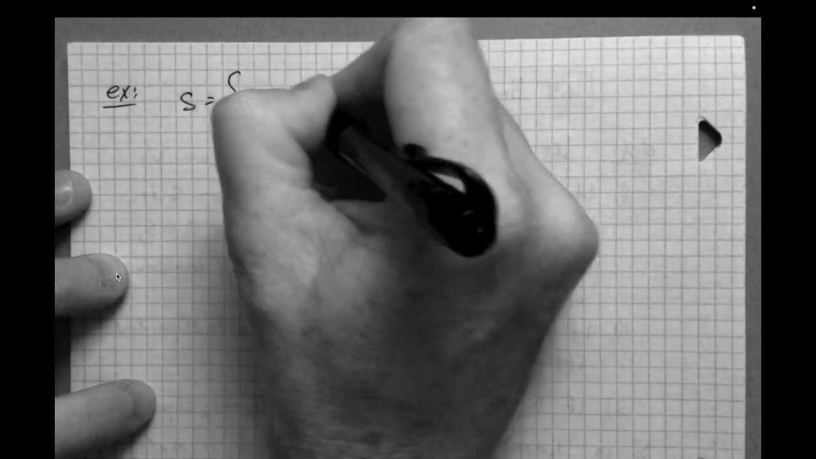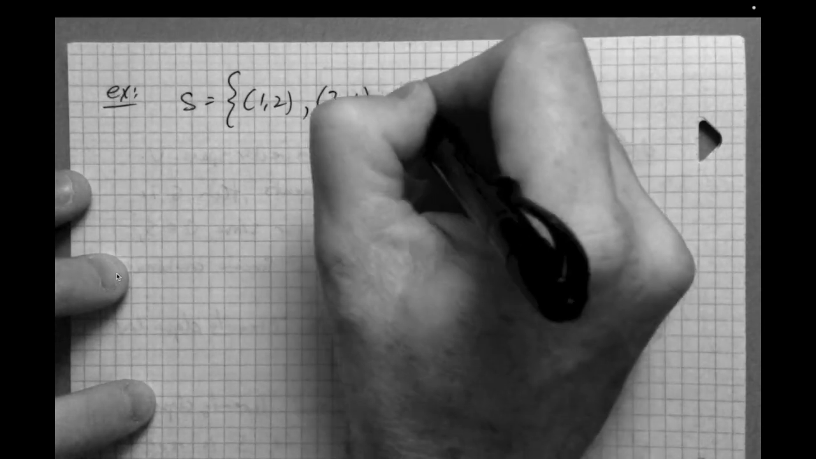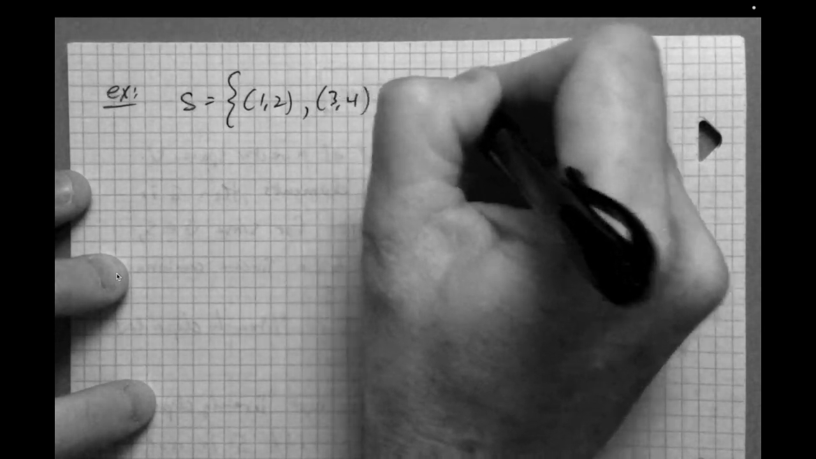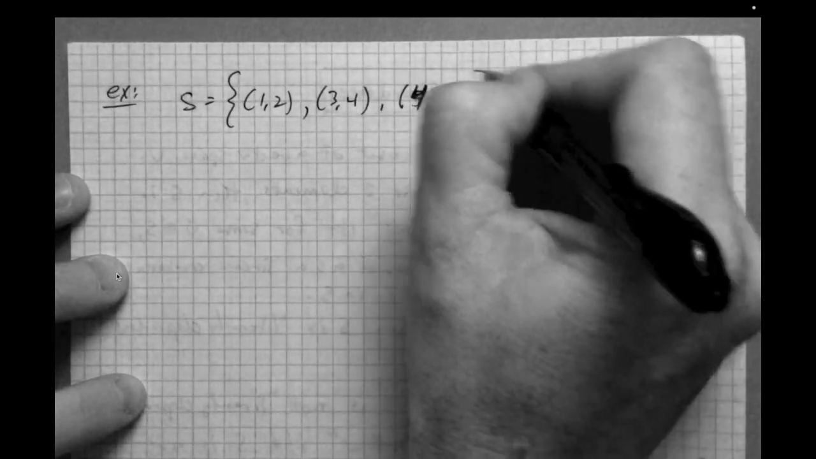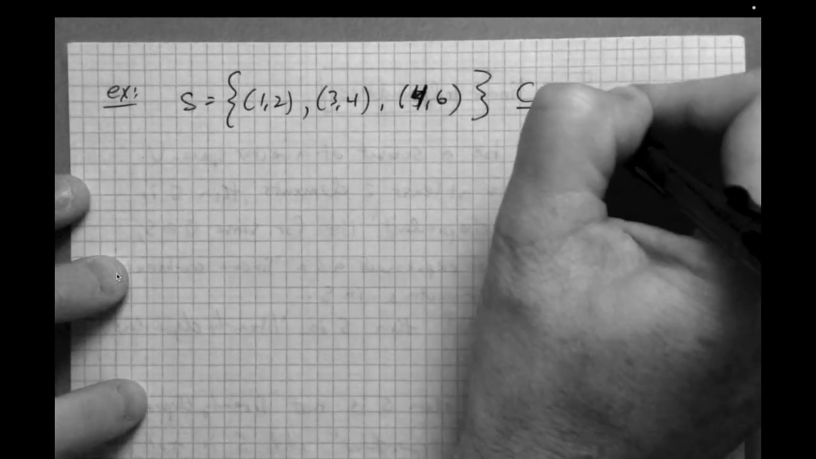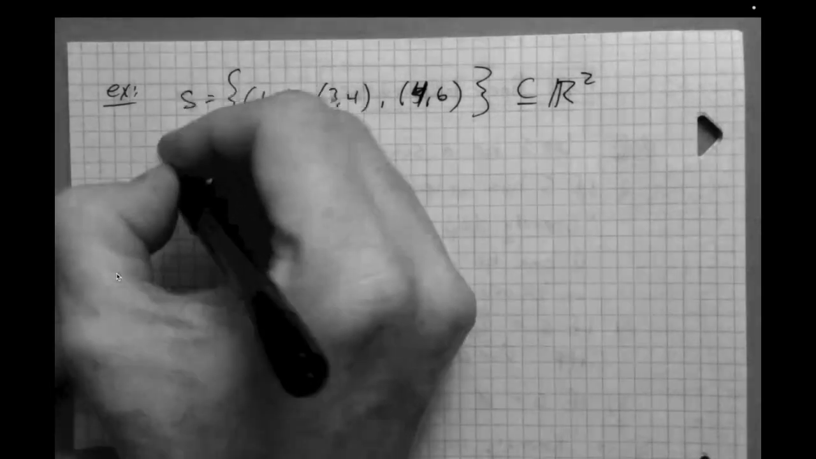So let's consider S, and this will be the set of vectors (1, 2), (3, 4), (4, 6). And this is obviously a subset of R2. Okay, so (1, 2), (3, 4), (4, 6). Is this linearly independent or linearly dependent? Well, we can see pretty quickly that it's actually linearly dependent.